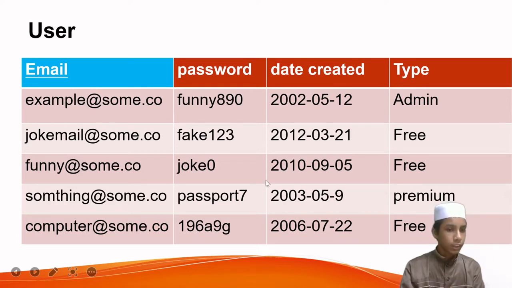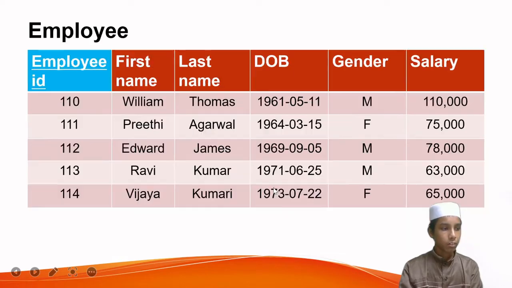Here I have another example of a table, an employee table. We have the employee ID, the first name of the employee, the last name, the date of birth (DOB), the gender, and the salary of the employee. So we have all of this specific information about each employee.